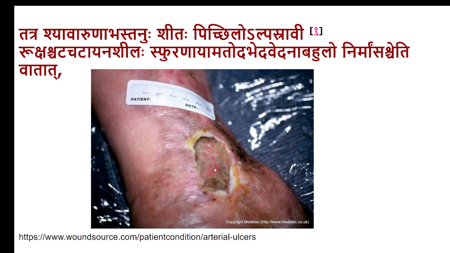Peripheral vasculitis, again, could be of three categories: vasculitis of minor vessels, medium vessels, and the larger vessels. I would consider the vasculitis of medium and minor, smaller vessels, as the Vataja Vrana as such.